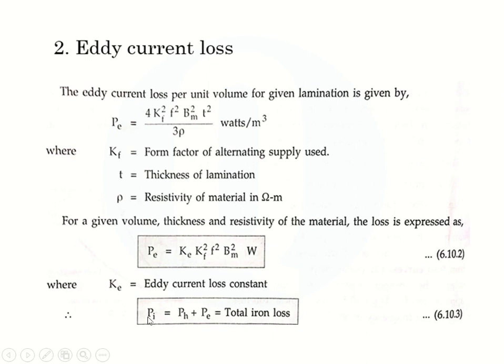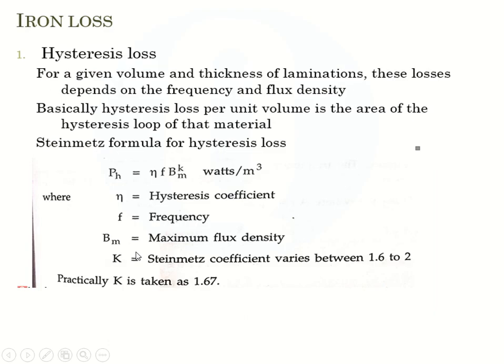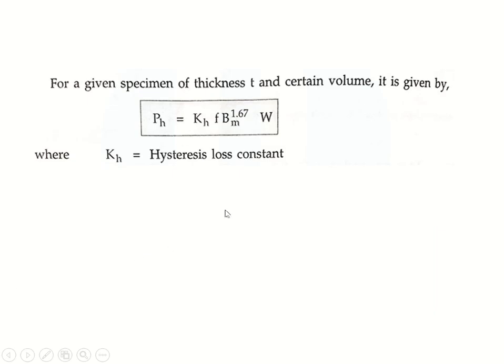Then the total iron loss can be written as hysteresis loss plus eddy current loss, where this is the equation for eddy current loss and this is the equation for hysteresis loss.